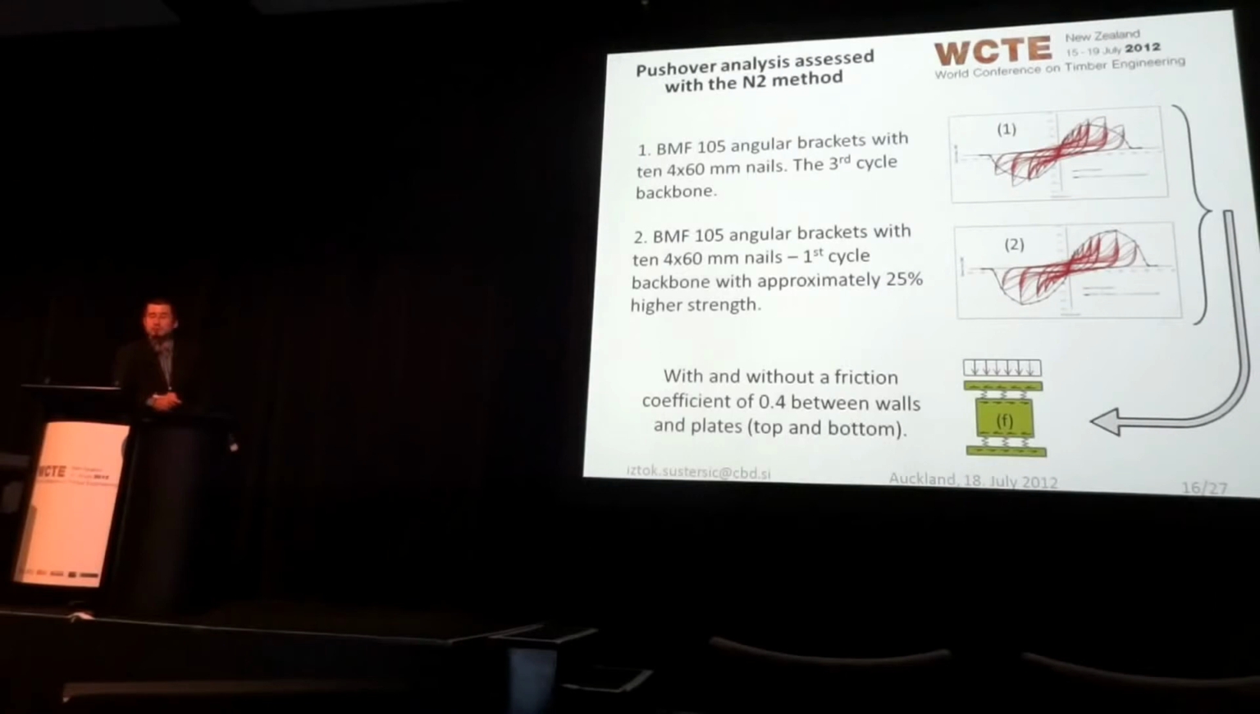And just a short word on the overstrength factors. I shan't be going into details because I don't have the time, but we've come up with those values. Unfortunately, the number of specimens tested was very, very small, though these numbers actually correlate quite well to what some other researchers have come up with. The angular brackets exhibit an overstrength factor of 1.3 and the screws of 1.6.